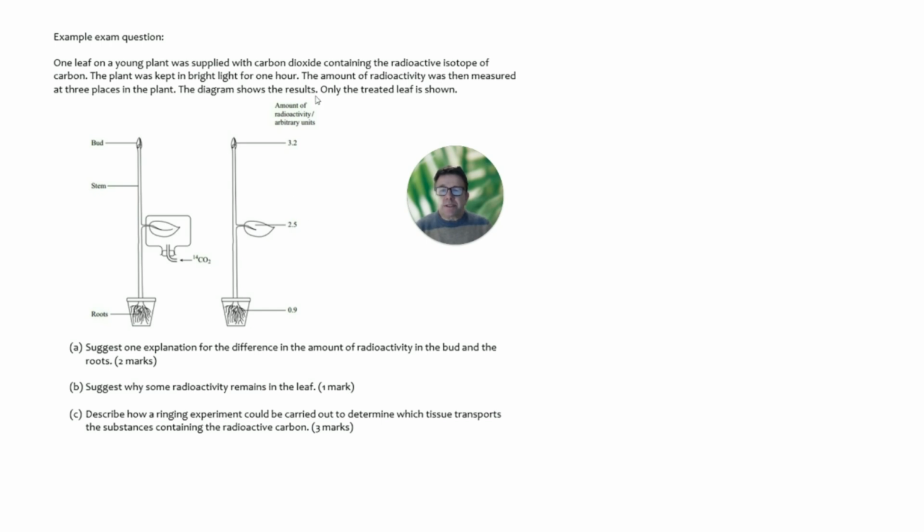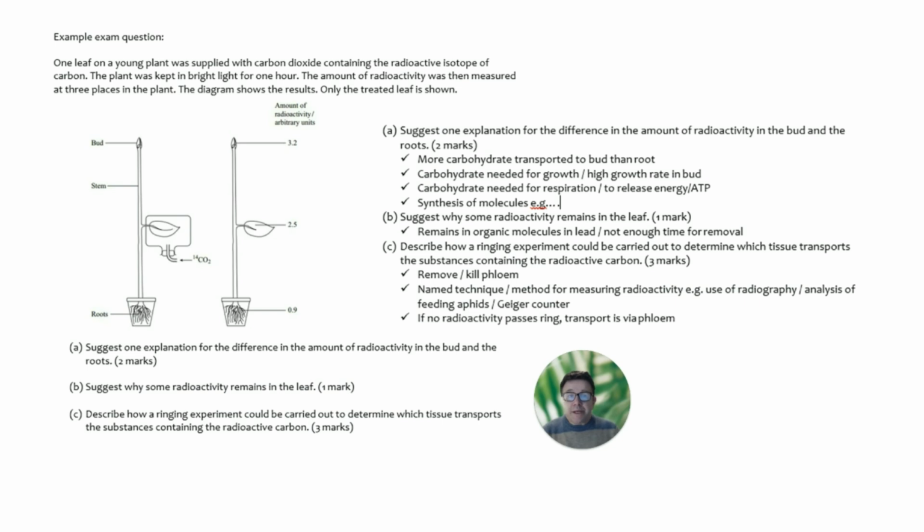It says the diagram shows the results. Only the treated leaf is shown. Okay, so I'd like you to again pause and have a look at those questions. Suggest one explanation for the difference in the amount of radioactivity in the bud and the roots.